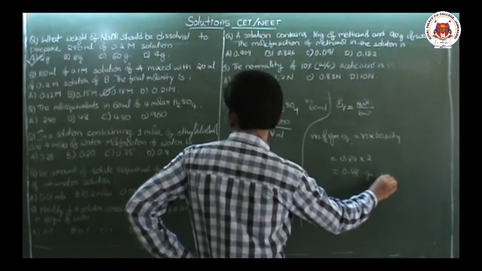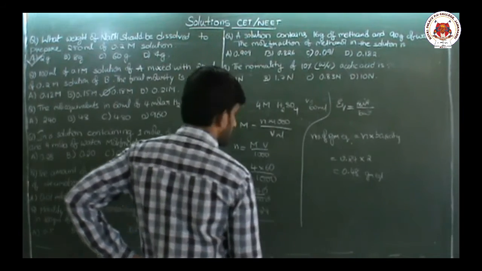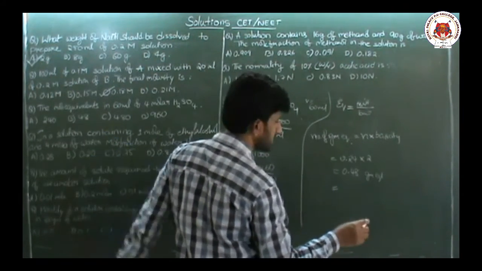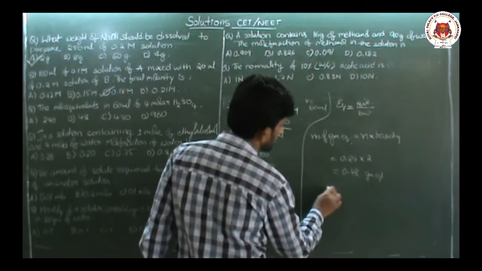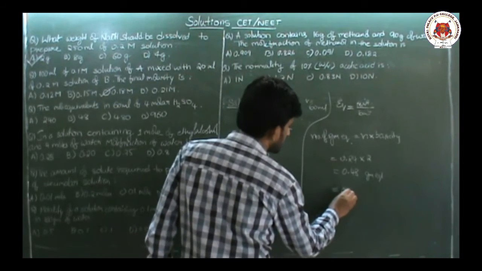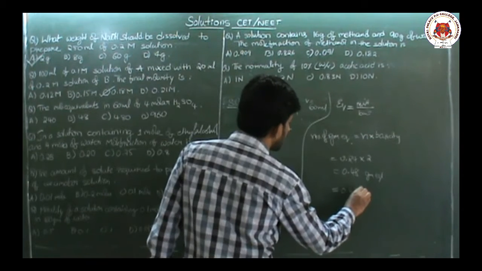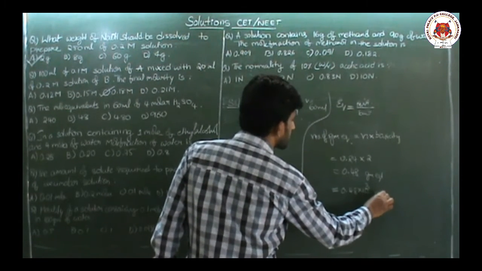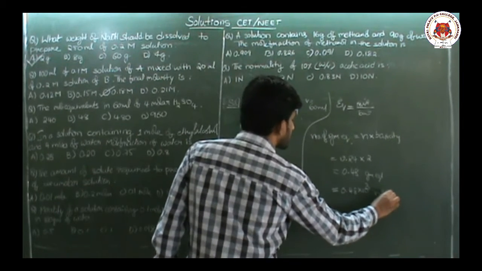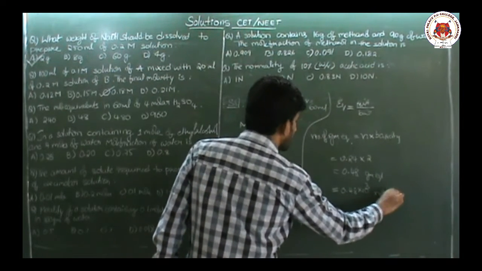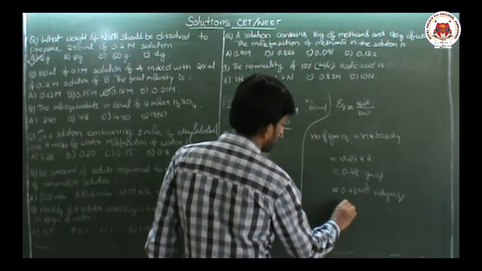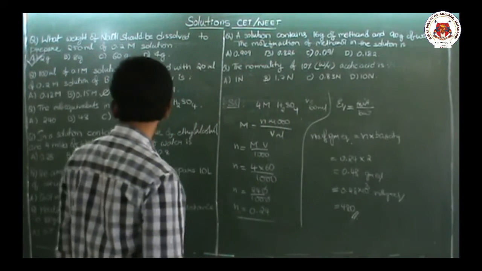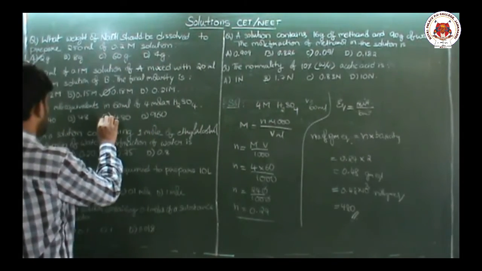Okay, gram equivalents 0.48. And the same thing if you want in milli equivalents, they ask milli equivalents. Milli equivalents means I need to multiply 0.48 into 10 power 3. This is milligram equivalents. That means this will be 480. So the answer is 480 milligram equivalents.